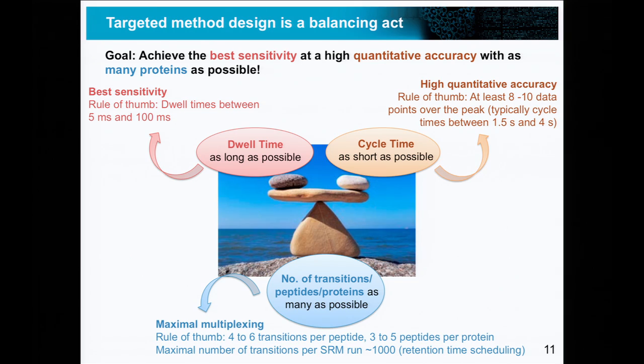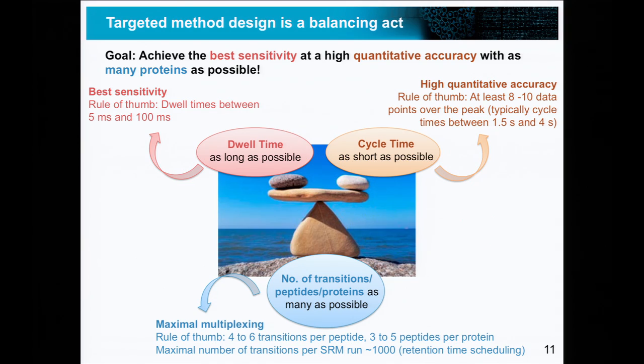Maybe 3 to 5 is what most people try to do. And every peptide is measured with several transitions, with 4 to 6 being what we usually work with in the lab. The maximum number of transitions that can be routinely measured with reasonable accuracy in one SRM injection is in the range of 1,000 transitions. So this table that I showed you before can at maximum have 1,000 rows.